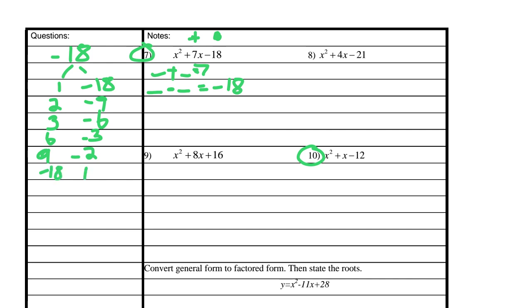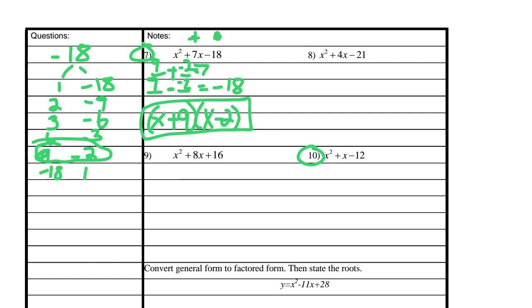So this is all of the ways you can get negative 18. One of these ways is how you can get 7, and you just have to find it. And that would be 9 and negative 2. 9 plus negative 2 is 7, and 9 times negative 2 is negative 18. So then your final answer would be x plus 9 and x minus 2.